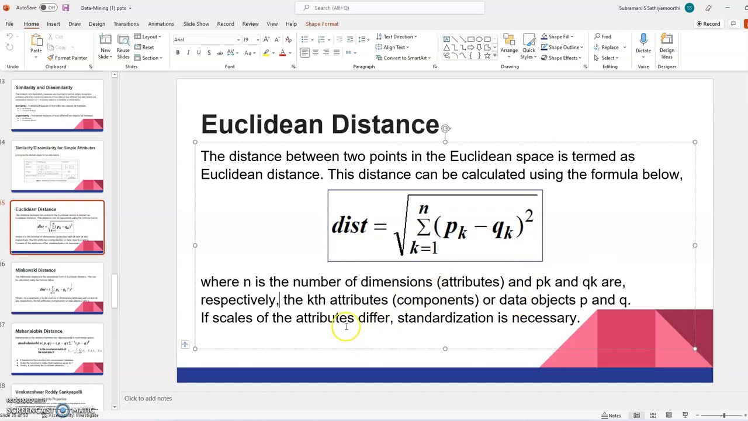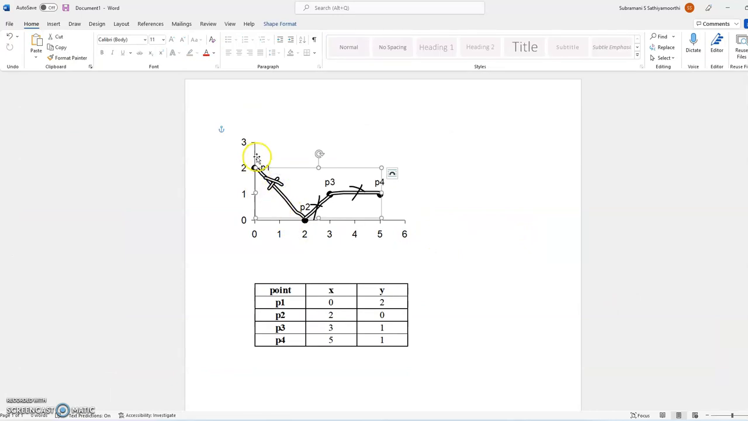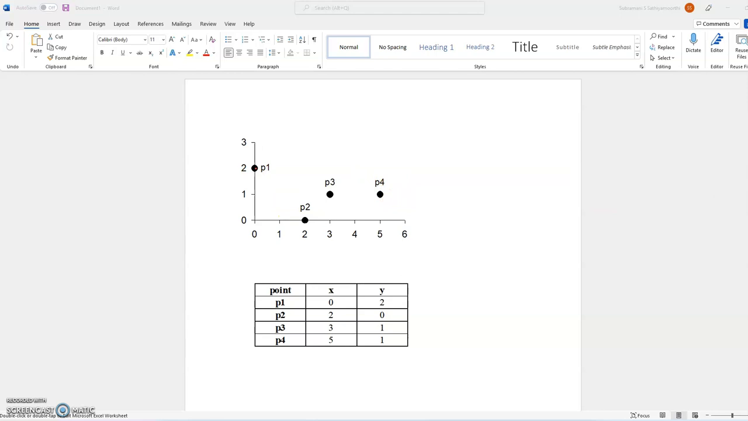Another thing to note is that if the scales of the attributes differ, standardization is also necessary. Let's see how we can actually calculate this. Say I have p1, p2, p3, p4, with the axis points given: p1 is 0 comma 2 for x and y, p2 is 2, 0, p3 is 3, 1, and p4 is 5, 1. I have plotted them on the graph, and now I want to find the distance between p1 and p2, p2 and p3, and then p3 and p4.